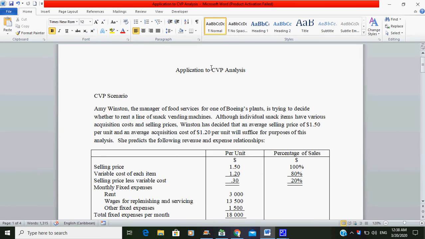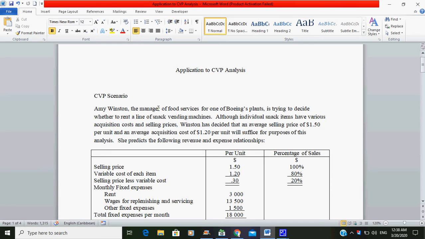Today we look at application to CVP analysis. We're going to use this scenario to base our video clip on. In this video clip, we're going to look at how to calculate target sales when given a target net profit, target sales in units and in dollars as well.